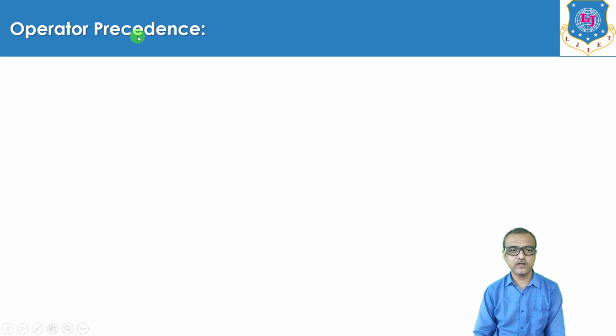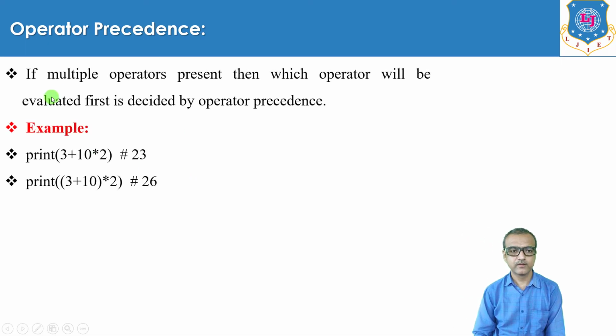Now we will see operator precedence. If multiple operators are present, then which operator will be evaluated first is decided by operator precedence. For example, print of 3 plus 10 multiplied by 2. See, the operator precedence of the multiplication operator is higher than the addition operator. So first of all, 10 multiplied by 2 will be evaluated. Multiply 10 by 2, you will get 20. Then after that add 20 to 3, you will get 23.